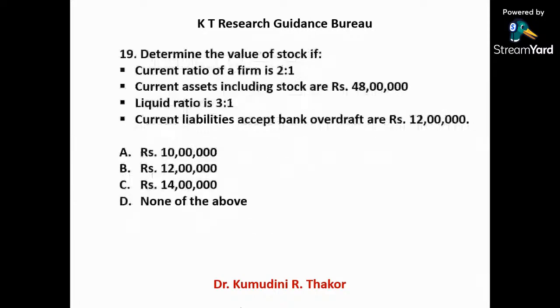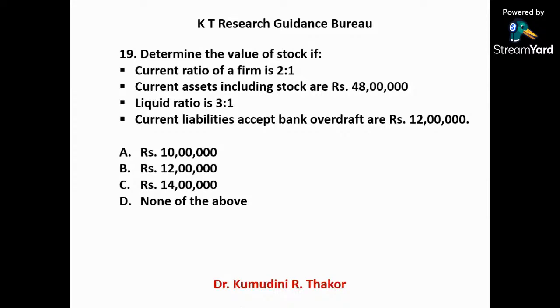Next question is: determine the value of stock if the current ratio of a firm is 2 is to 1. Current assets, including stock, are 48 lakhs. Liquid ratio is 3 is to 1. So this question is in connection with the previous one. So these three items are the same. So you know one value. And current liabilities except bank overdraft is 12 lakhs. So A 10 lakhs, B 12 lakhs, C 14 lakhs and D none of the above.